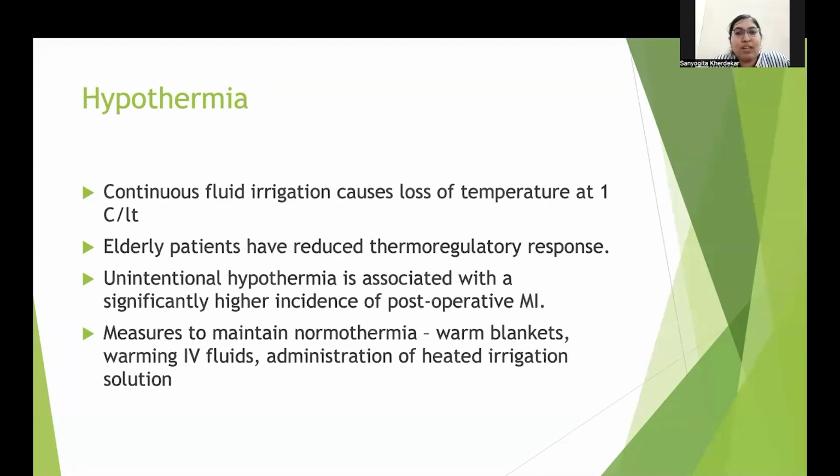Hypothermia, again, continuous fluid irrigation causes loss of temperature at 1 degree Celsius per liter. Elderly patients, they already have a reduced thermoregulatory response, and unintentional hypothermia is associated with a significantly higher incidence of postoperative MI. So the measures to maintain normothermia: warm blankets, warming IV fluids, and administration of heated irrigation solution.